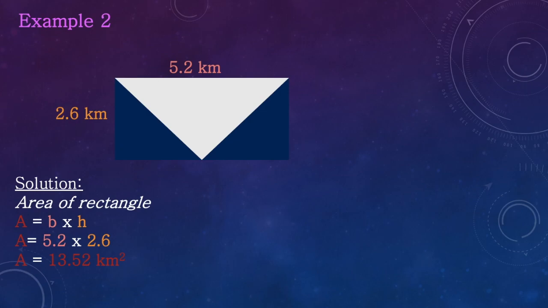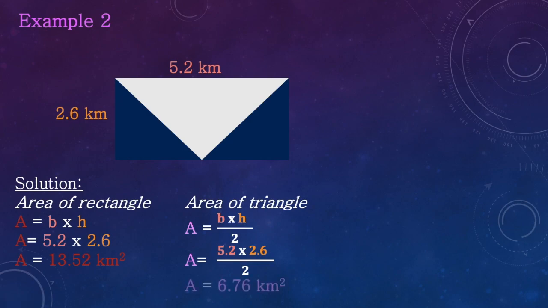Now, let's pretend this white part is our cutout. This is the part we actually cut out of our rectangle. So let's find that area. Again, start with your equation, show that equation, plug in your numbers, and then calculate to give you 6.76 kilometers squared.